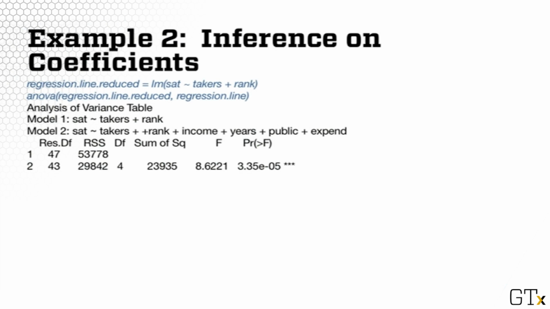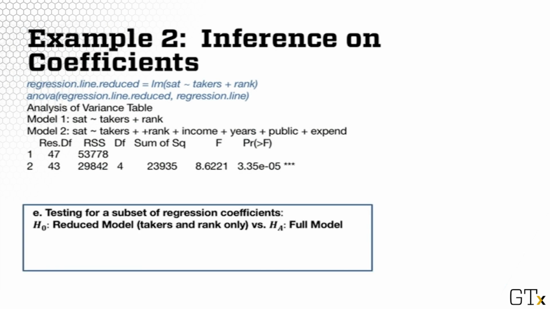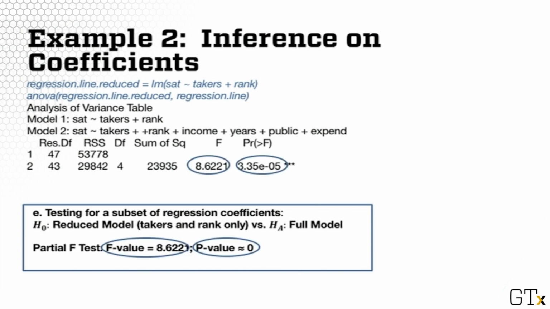And the output provides exactly what we wanted, the partial F value, which is 8.6221, and the P value. So this test, again, will test the reduced model, where takers and rank are in the model, versus the full model, and the F value and the P value are given in the output. Because the P value is approximately 0, it means that we reject the null hypothesis that the coefficients corresponding to the 4 predictors we're adding to the model are 0. So at least 1 predictive variable among the 4 improves the predictive power of the model versus the model that doesn't include the 4 predictors.